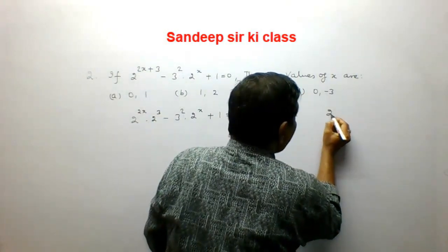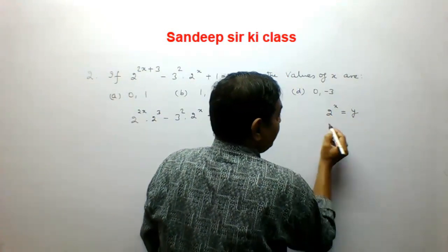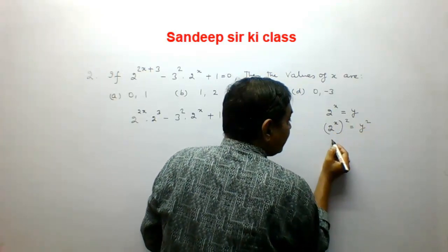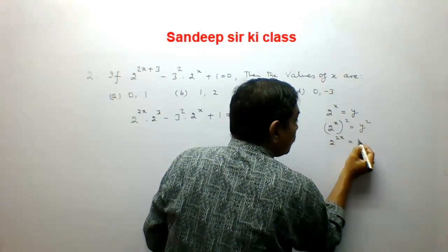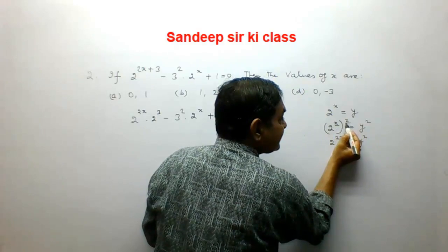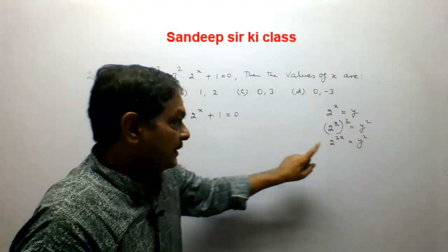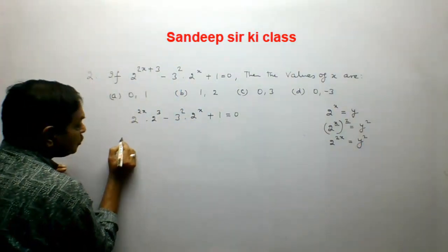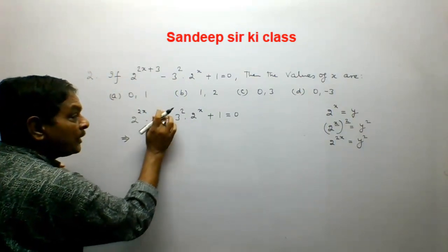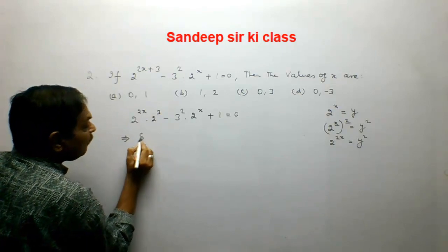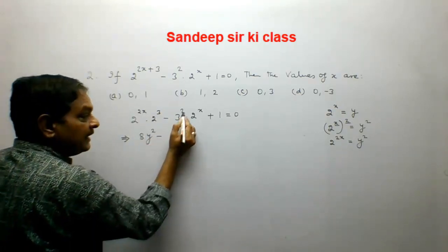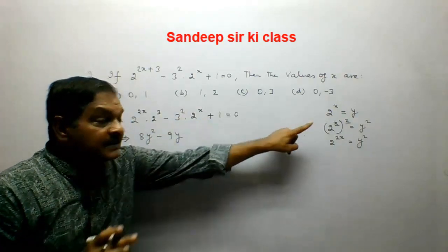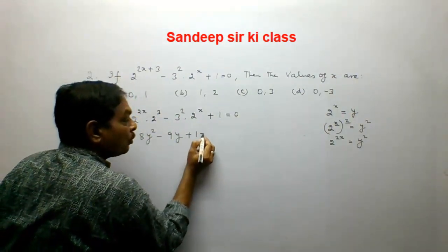Now 2 raised to the power x, if I take equal to y, then 2 raised to the power x whole square is equal to y square, which can be written as 2 raised to the power 2x is equal to y square, because this x multiplies this 2 by laws of indices. So 2 raised to the power 2x is our y square. Put this value here. So equation becomes y square into 2 raised to the power 3, which is 8. So 8y square minus 3 raised to the power 2 is 9. So it is 9y, because 2 raised to the power x is y, plus 1 is equal to 0.